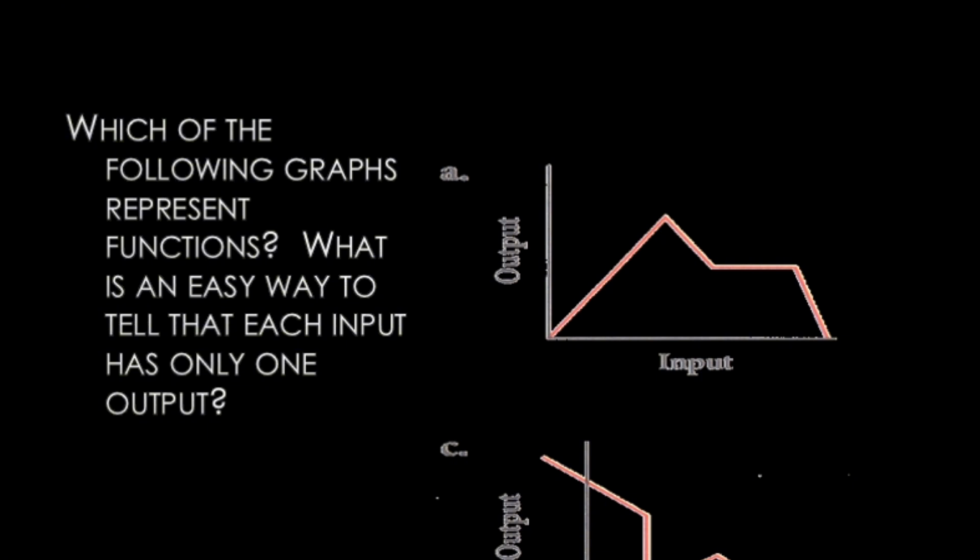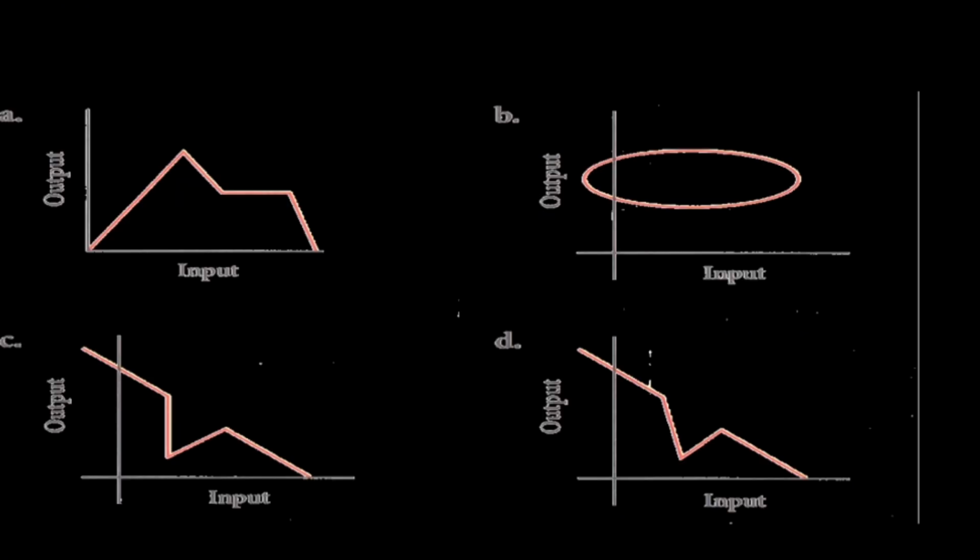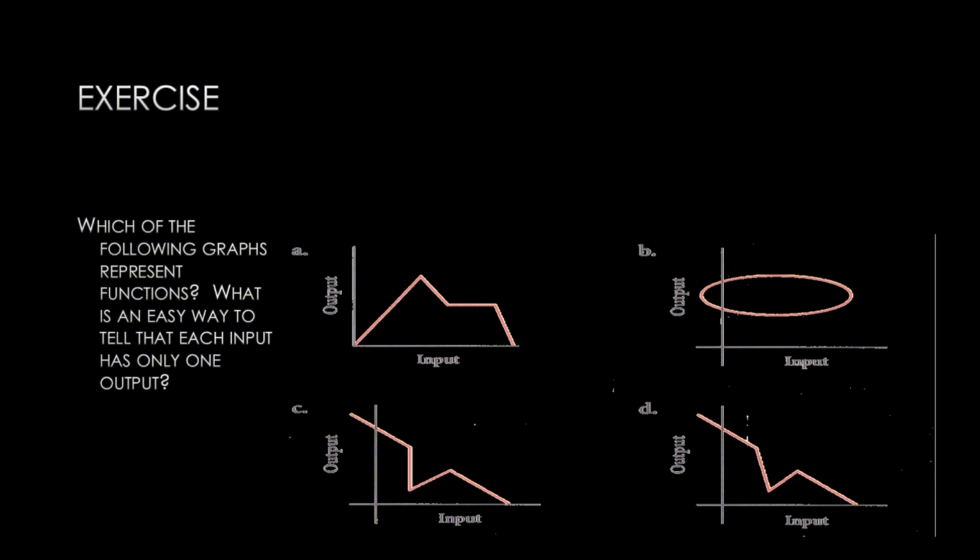Which of the following graphs represents a function? What is an easy way to tell that each input has only one output? Okay, I want to ask this question. How are you going to solve this? I give you a few seconds to figure it out. Okay, your time is up. We are going to use the vertical line test, that is, drawing a vertical line here. It has a unique point of intersection, and this is a function.